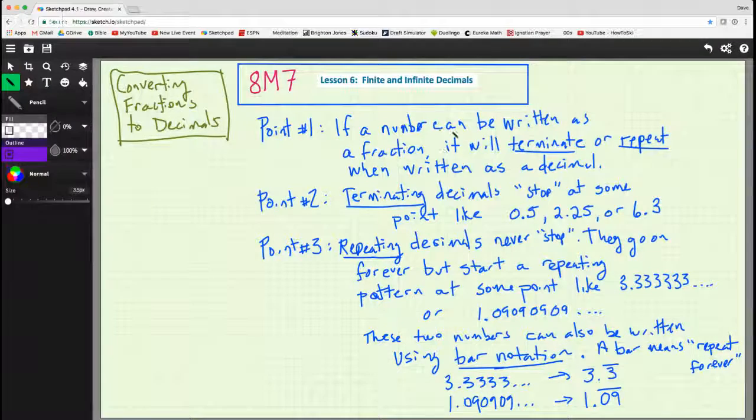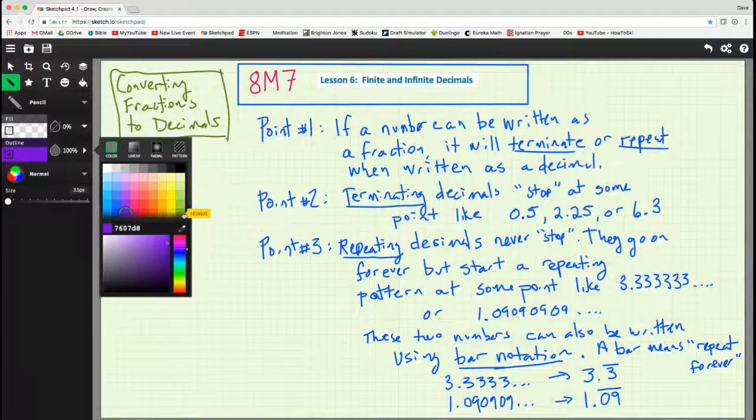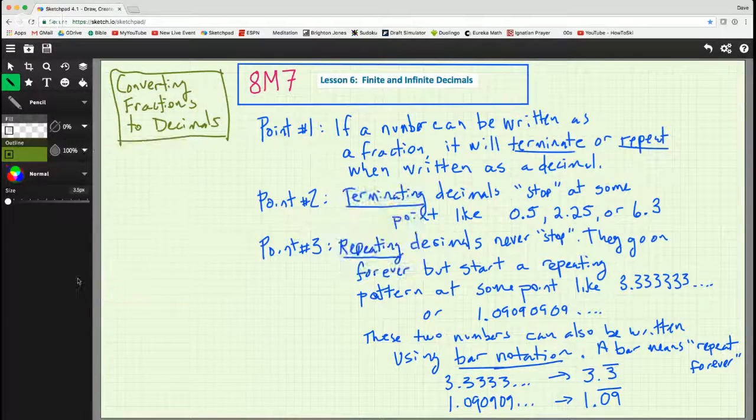If a number can be written as a fraction, so what am I talking about? Let me just draw some examples so that you're not totally in the weeds on this one, or totally confused. So here's some numbers that can be written as fractions. These are all fractions. It will either terminate or repeat when written as a decimal. So when you convert these to decimals, they will stop, they will terminate, or repeat.